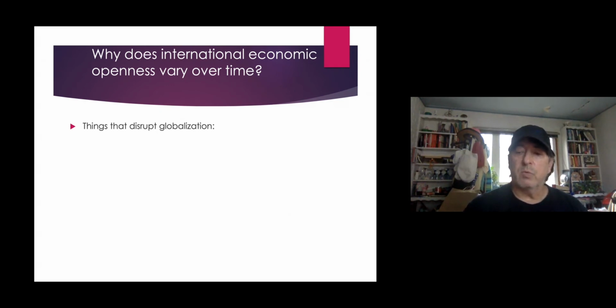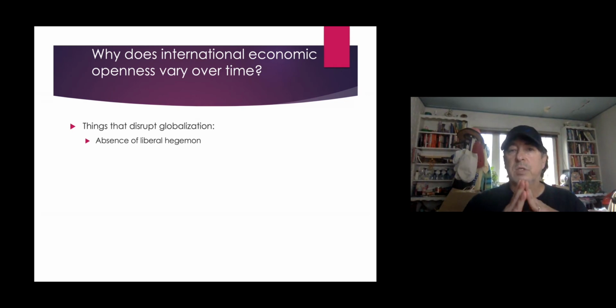So let's look at what some of the major factors are. If we know globalization is not irreversible, we've seen it reverse in the past. What are some of the factors that can disrupt globalization? Well, one is that you need a major power that is liberal. A major power being a hegemon is a dominant country, a country that has more power than any other country.